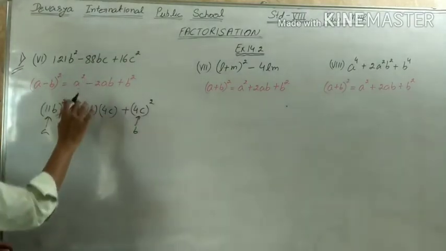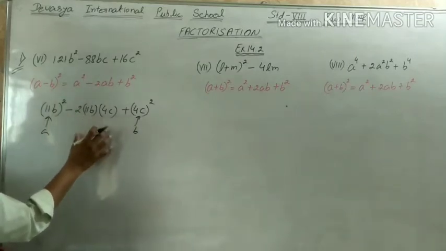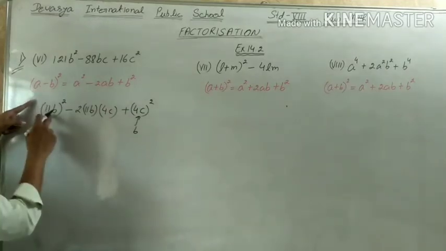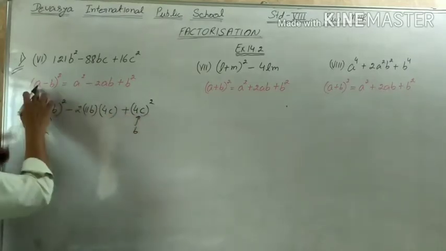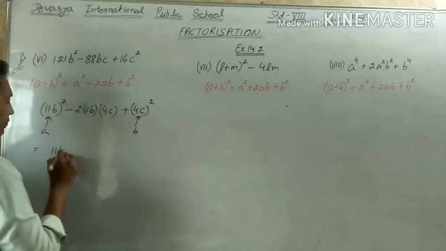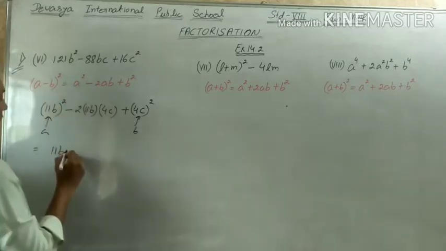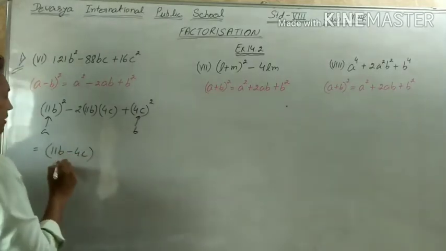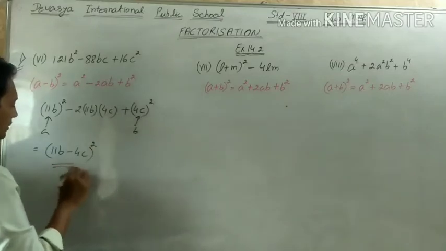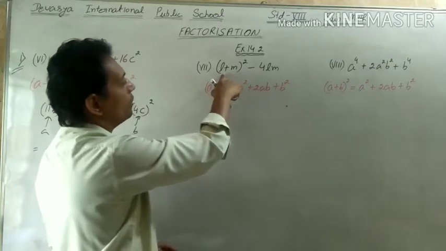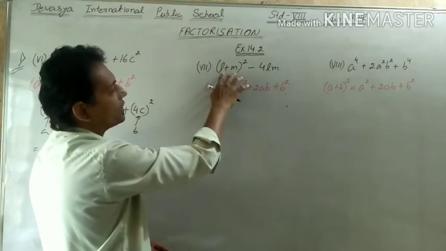Okay. Now, how you are going to factorize? You need to bring such an expression which corresponds to the left hand side of the identity. That is (a minus b) whole square. We know this is a and we know this is b. So we can write (a minus b) whole square. So what is a? 11b. Negative sign. What is b? 4c. So (11b minus 4c) whole square. This is your factorization.